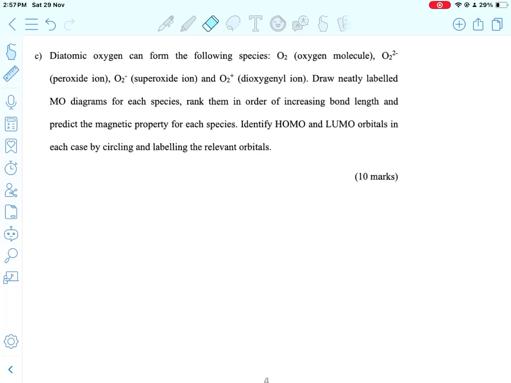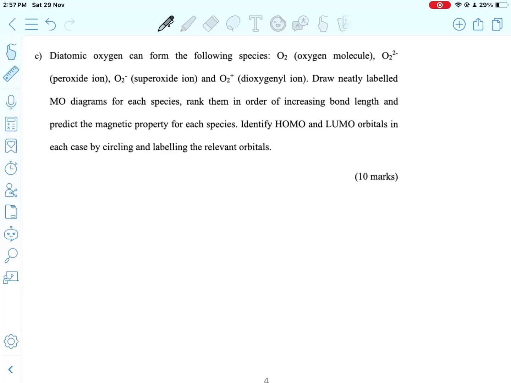Okay, so question 2 part C is on MO diagrams, which is another very time consuming question. First you need to know which homonuclear molecules would mix. B2, C2, and N2 will mix, but your O2, F2, and Ne2 will not mix because of the difference in the p and s energies.